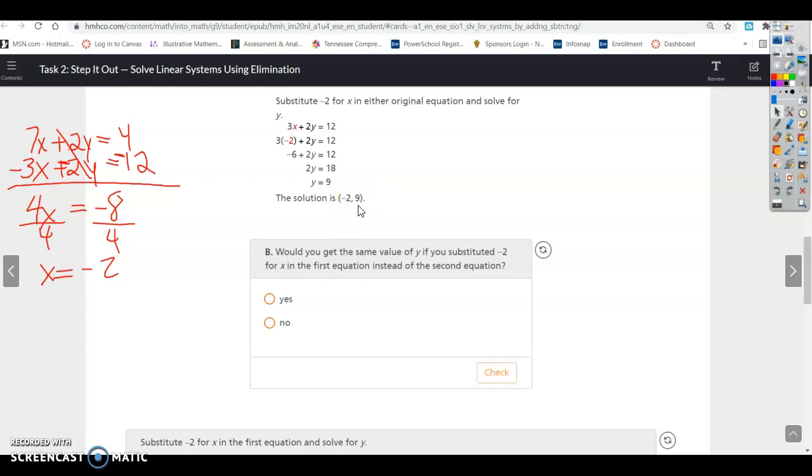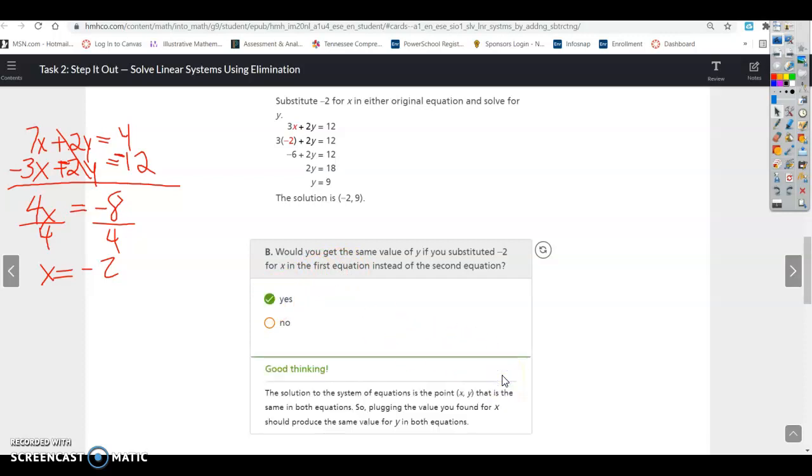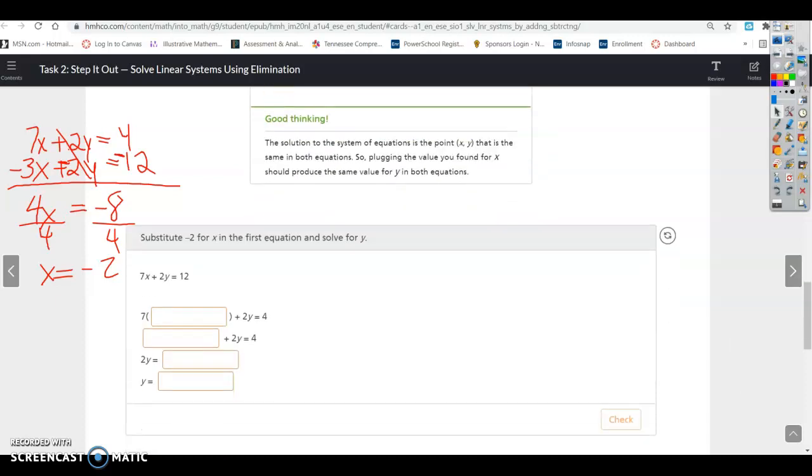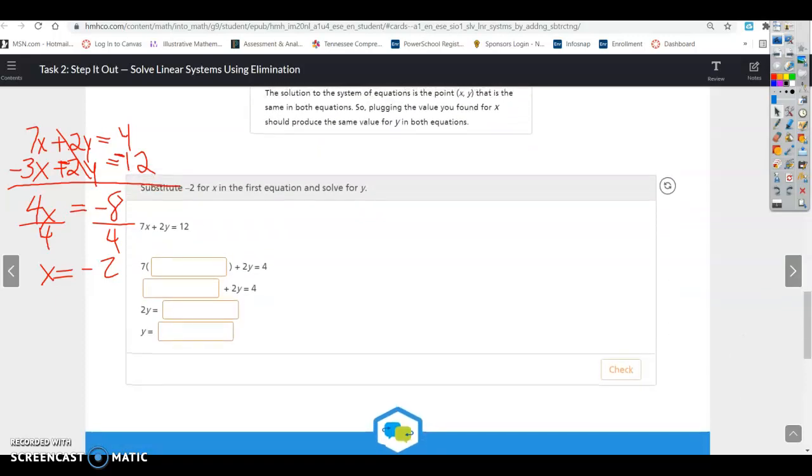Would you get the same value of y if you substituted negative 2 for x in the first equation? Yes, you would. It doesn't matter which equation you substitute. Once you find one of the variables, you can substitute into whichever equation you think looks the easiest.